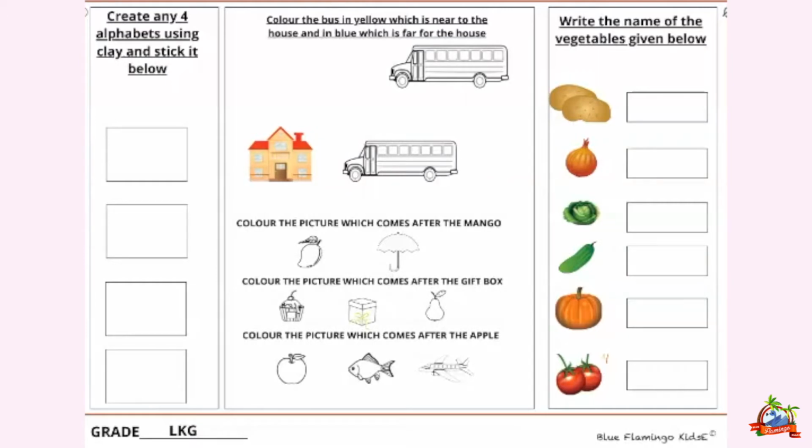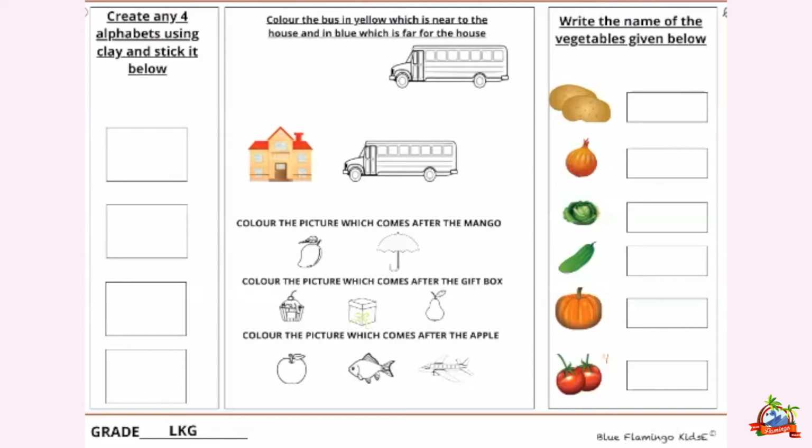Create any 4 alphabets using clay and stick it below. Okay, what you have to do in this, you have to draw any 4 alphabets. कोई भी 4 alphabets आपको यहाँ पे draw करने हैं, बनाने हैं किससे? With the help of clay. Clay की help से बनाने हैं और यहाँ box में stick करना है उन्हें.